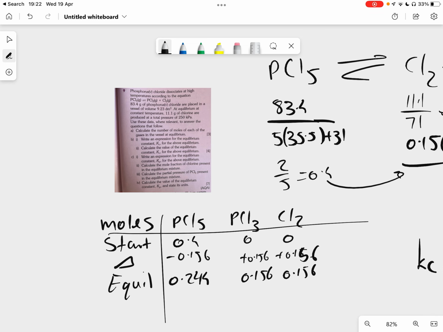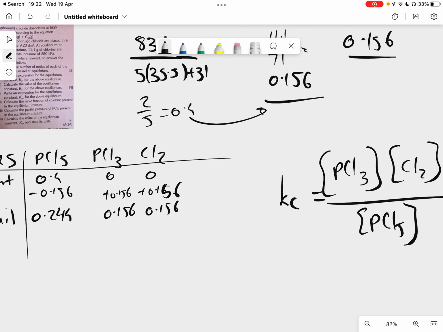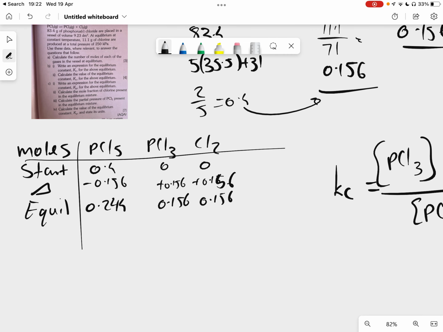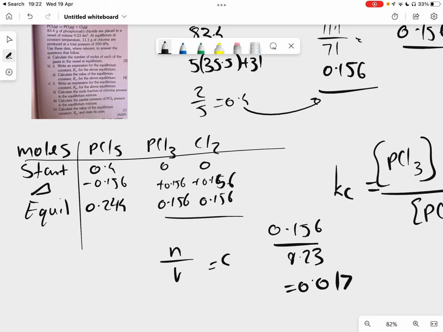Now I'm guessing it's going to ask to calculate the value of Kc at equilibrium. So Kc, remember, uses concentration. At the moment up here we've got moles, so we need to convert this into concentration values. We need to remember that number of moles over volume is equal to concentration. So for these two here, it's going to be 0.156 divided by the 9.23 decimeters cubed we are told, which equals 0.017 mole per decimeter cubed.